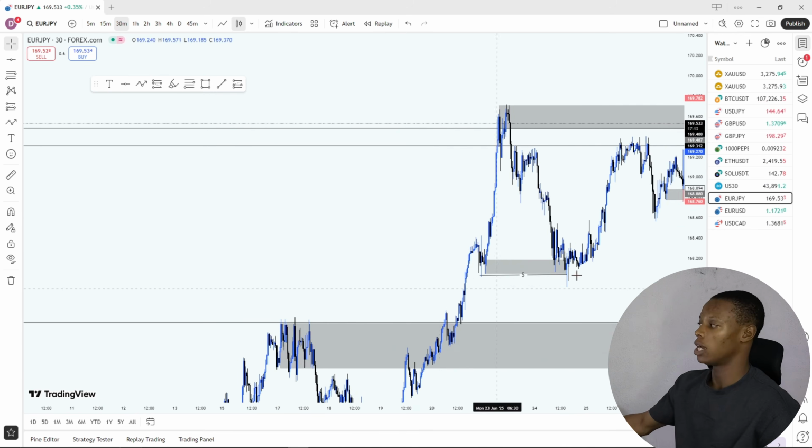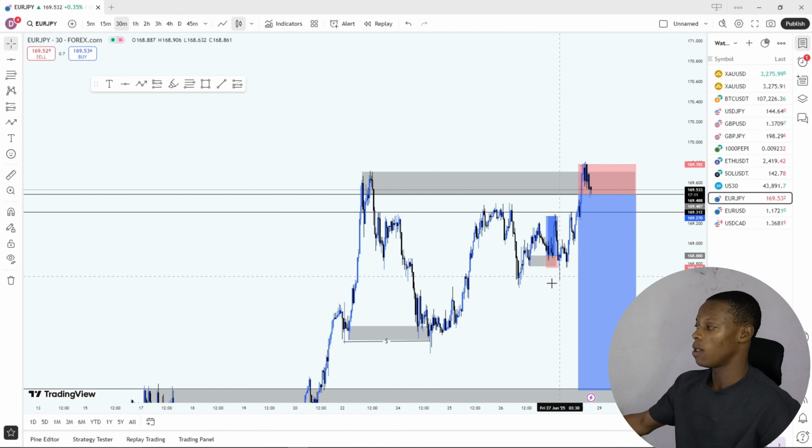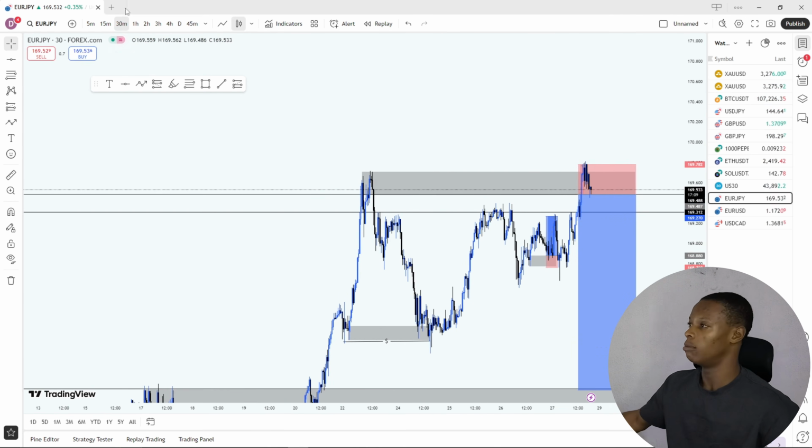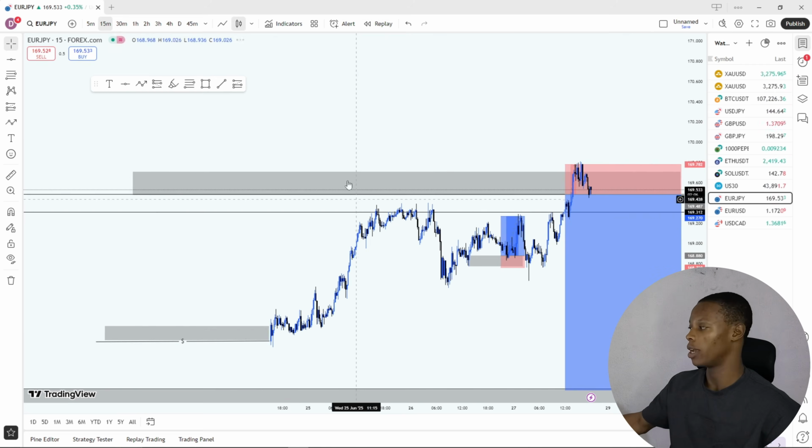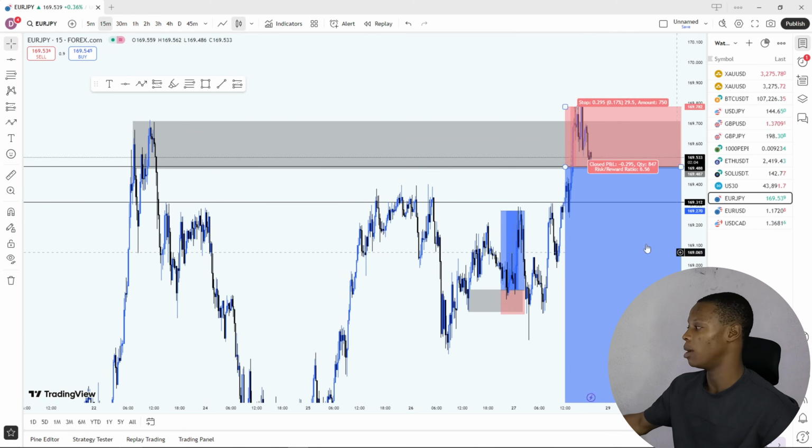Let me show you a practical nice example. This was a buy I took, right? I had it set up, I guess, on my phone. So this was a buy I took right here. And take a look at exactly how I took this very buy.